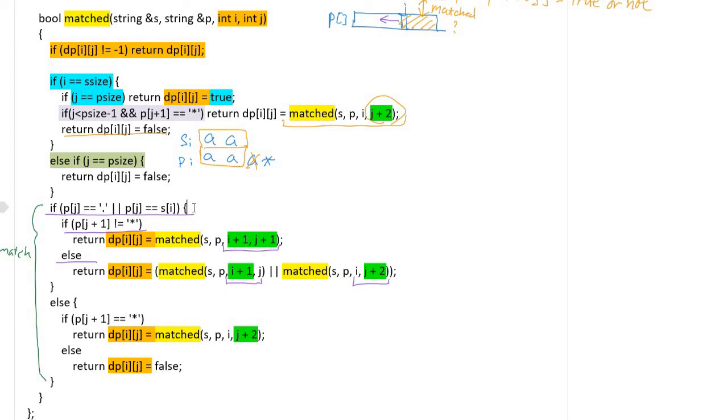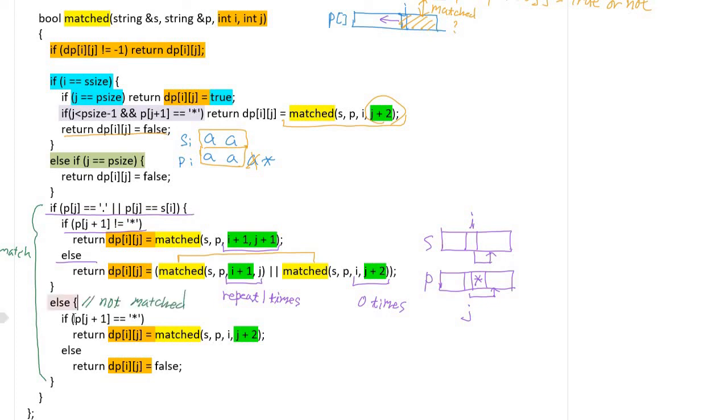What do these two represent? The first case means it repeats 1 times, and the second case means 0 times repeat. You could better understand with the diagram. j plus 2 means skipping the asterisk in the parent string without repeating anymore. So with these two combinations, we can represent any number of times repetition of characters, which is very intuitive using a recursive function.